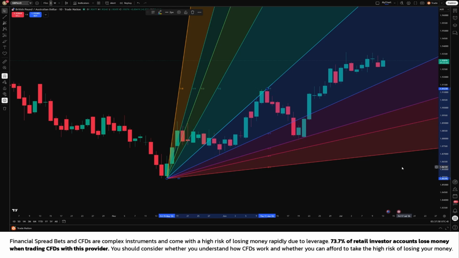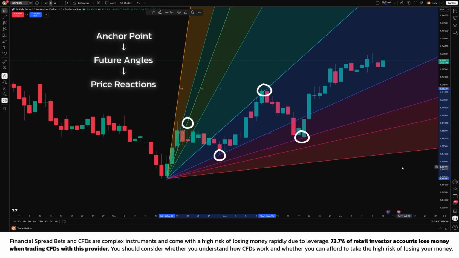The starting point is critical. A Gann fan is typically drawn from a clear swing low in an uptrend, or a clear swing high in a downtrend. This anchor becomes the reference for the entire structure. From there, the angles extend forward across the chart, highlighting areas where price may react, accelerate, pause, or lose strength.